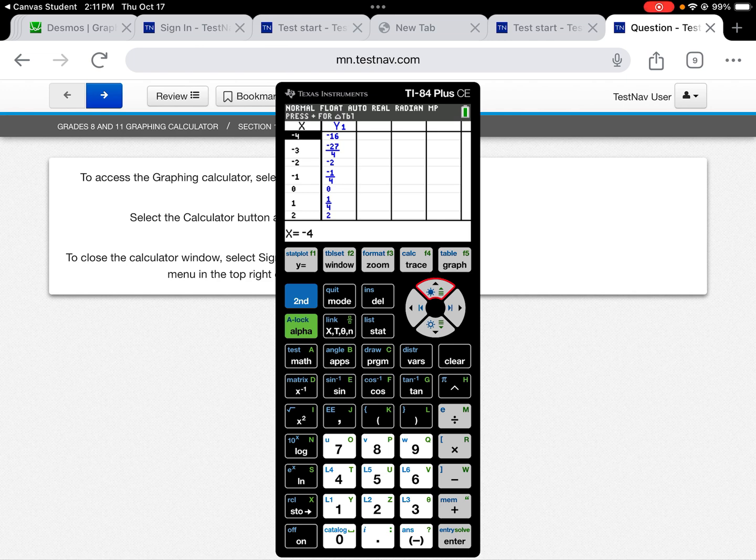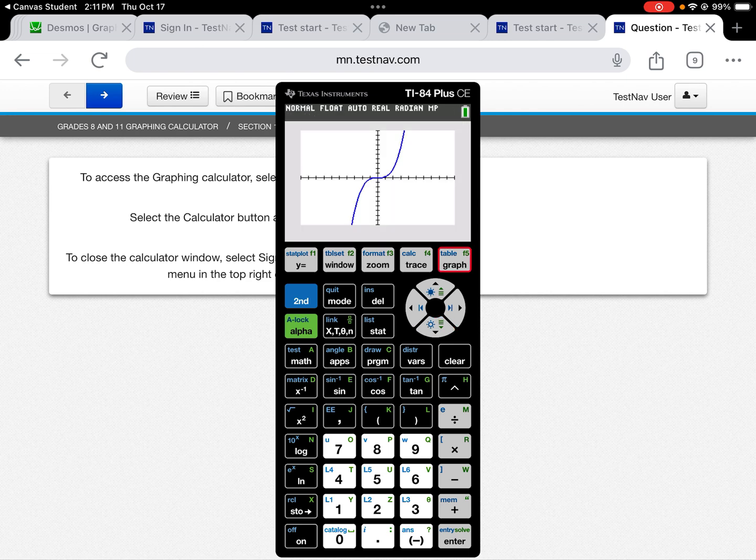Up here you have -4, -16. Down here you have +4, +16. That means that that is an odd function. When every (x, y) has a (-x, -y), that is an odd function.